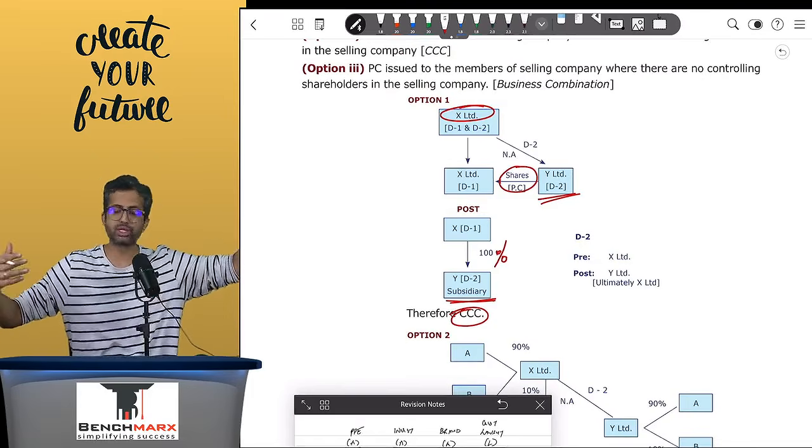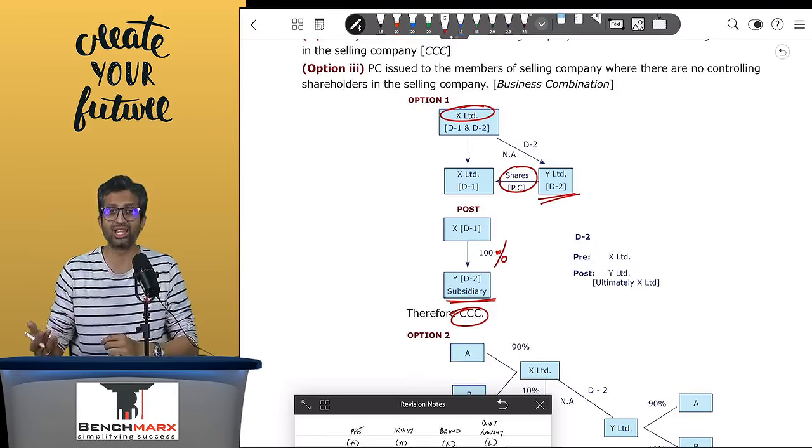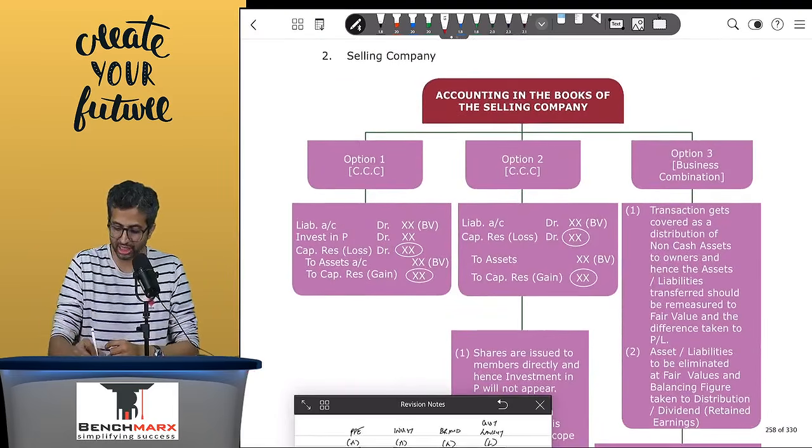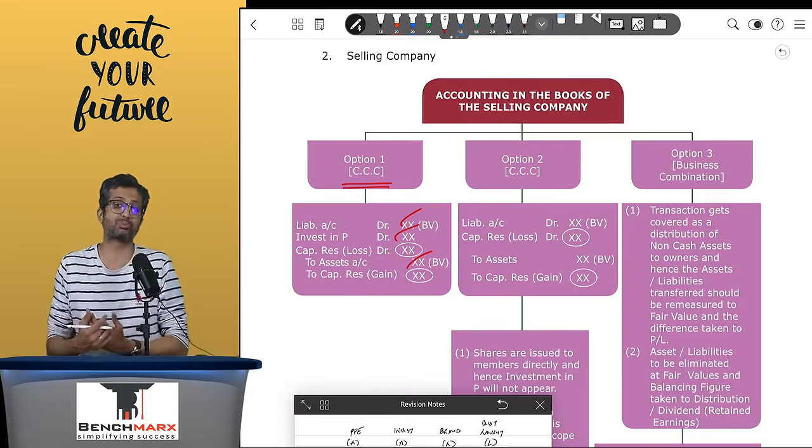Will it remove the reserves? No. But in return, is X getting something? Well, yes, it is getting shares in Y. So over here, in the books of the selling company, under option 1, we will say liabilities removed at book values, assets also removed at book values. Investment created, because that is what they are getting, and the balancing figure will still go to capital reserve because it is a special transaction.